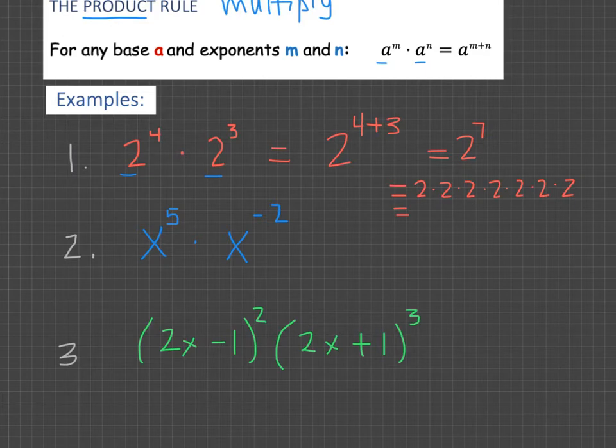Which is 2 times 2 is 4, times 2 is 8, times 2 is 16, times 2 is 32, times 2 is 64, times 2 is 128. Okay, let's look at this next example.